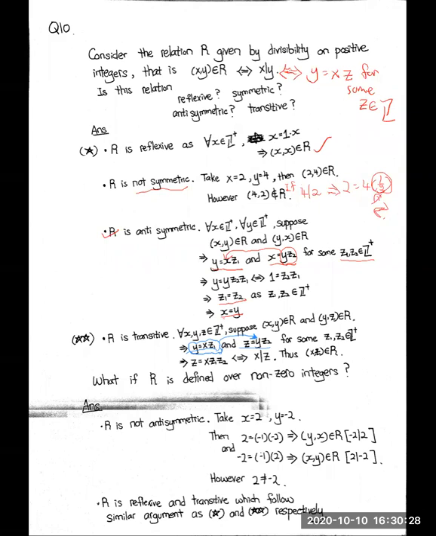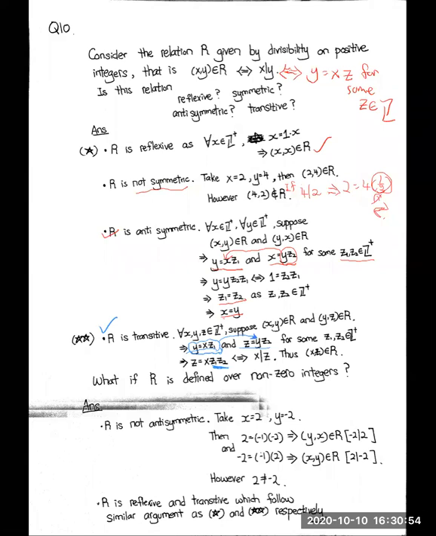Then we will have z is equal to x z1, z2, right? Since z1, z2 are integers, then the multiplication of these two must be an integer as well. Therefore, we have x divides z. Thus, we have xz is an element in R. Then we are done. Right?